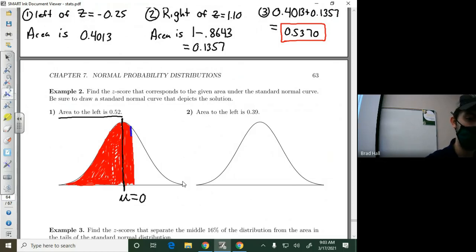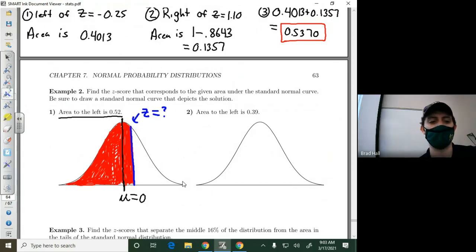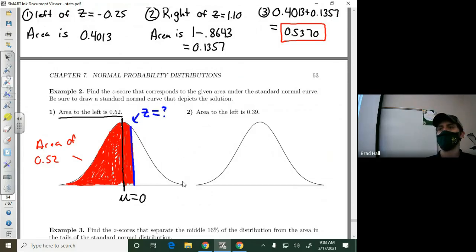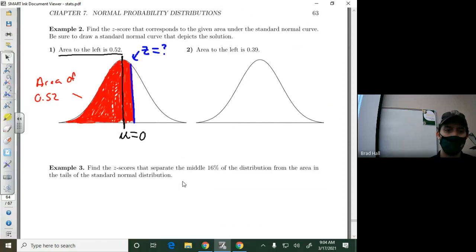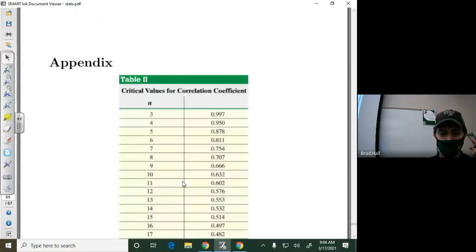I'll use blue to represent the unknown z-score. This will be the z-score that corresponds to an area of 0.52. So we're basically working backwards. We're not given the z-score to find the area, we're given the area to find the z-score. Really, the homework doesn't ask for this, but I did want to give some visual representation of what's going on. So let's take this area of 0.52 and figure out how we work backwards.